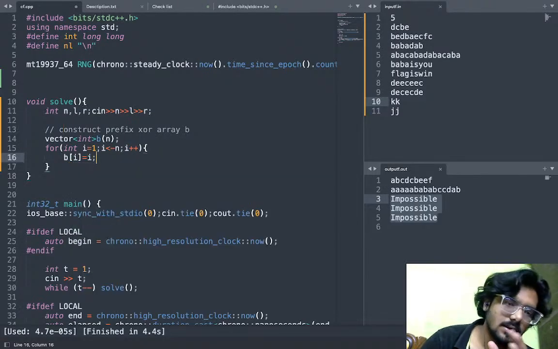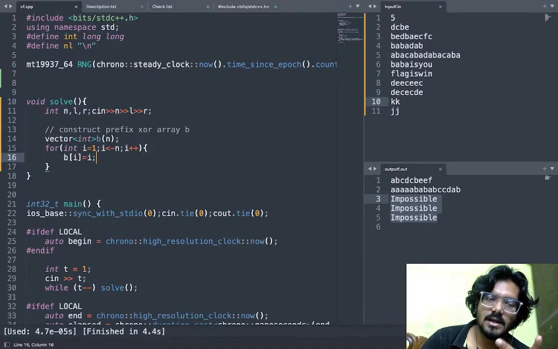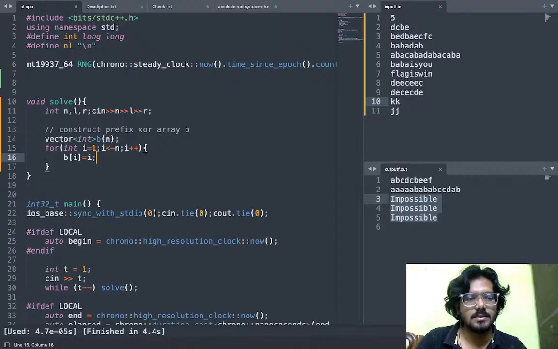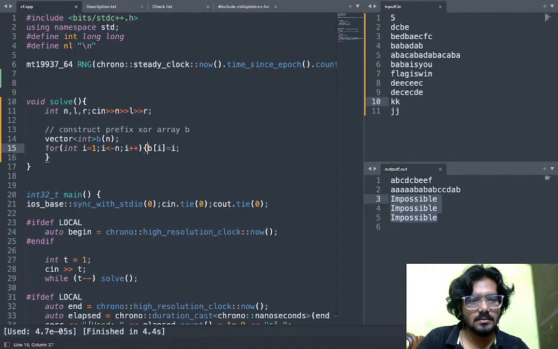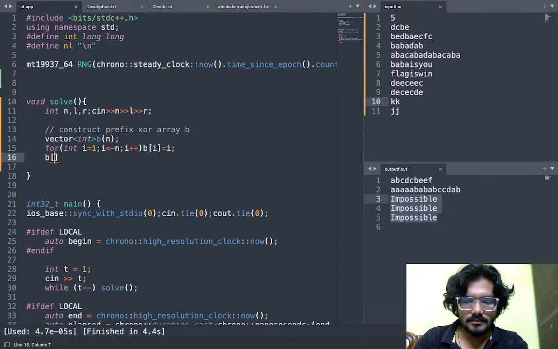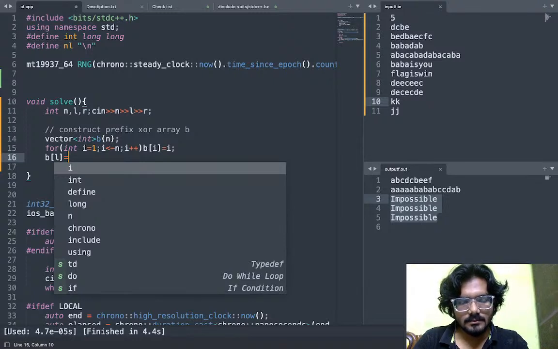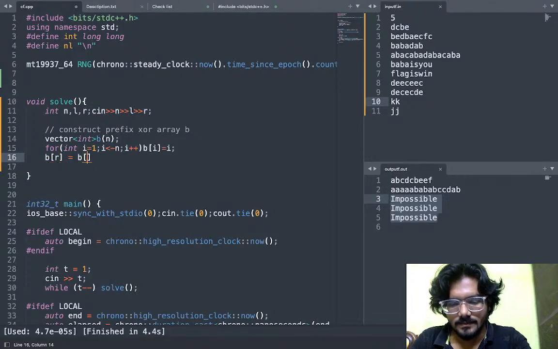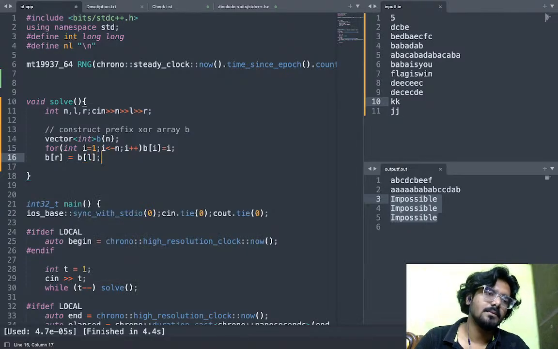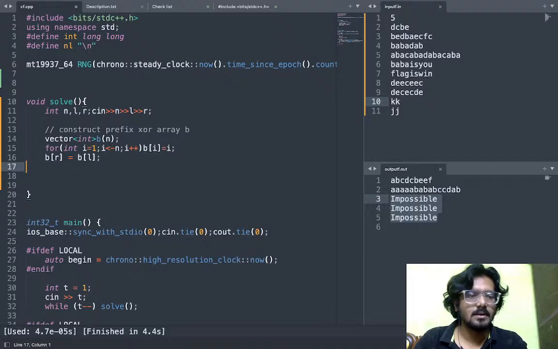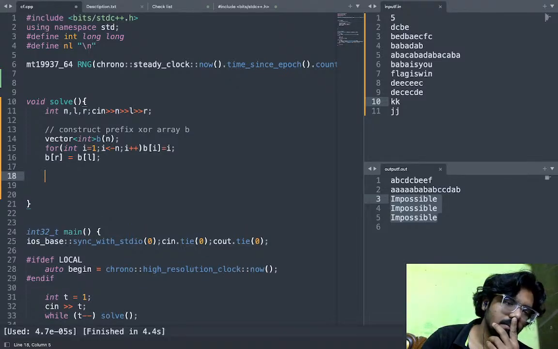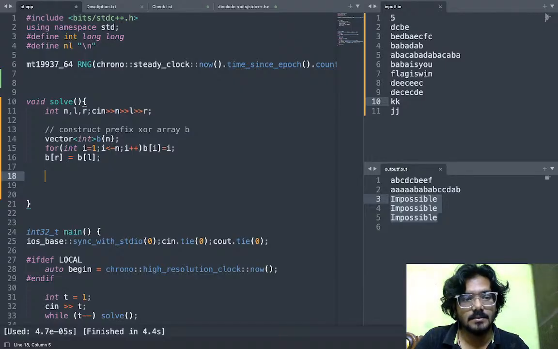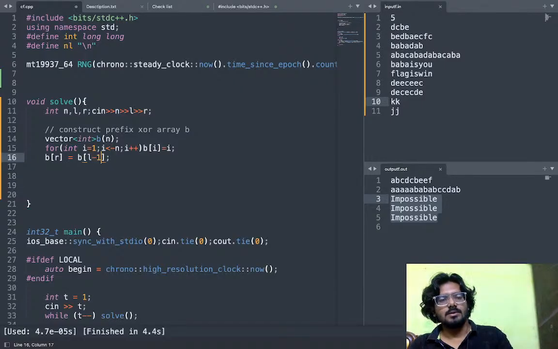We want to ensure every element in B is distinct except L and R. They both need to be the same, right? So we do this and just write it. We have done this. This is the one: left minus 1 should be equal to this.